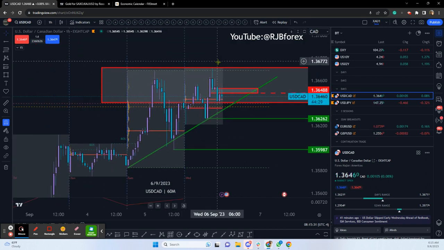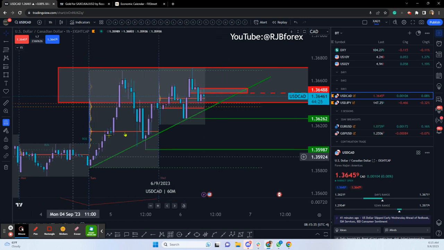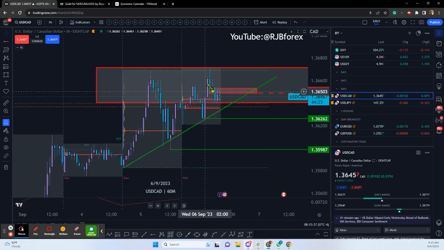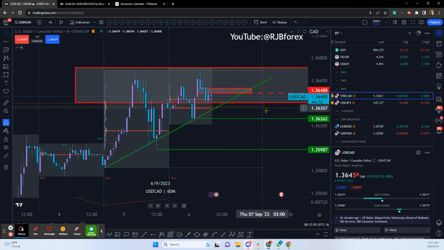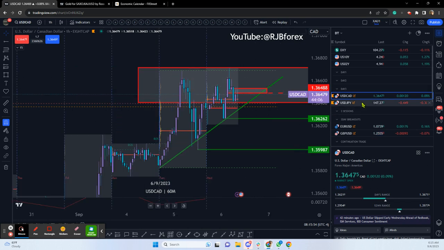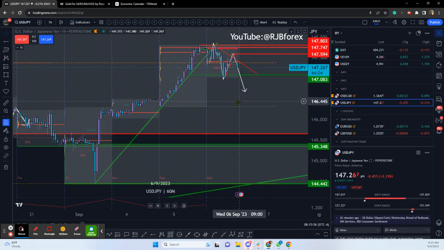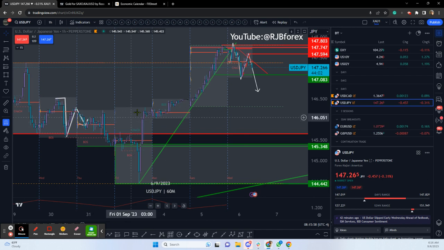Okay, so I'm leaning bearish on this chart, although respecting the trend line. So if we remain on the front side of that, then prospects offer a continuation higher, but I'm leaning towards a break of structure and a move to the downside. Same scenario with dollar yen.